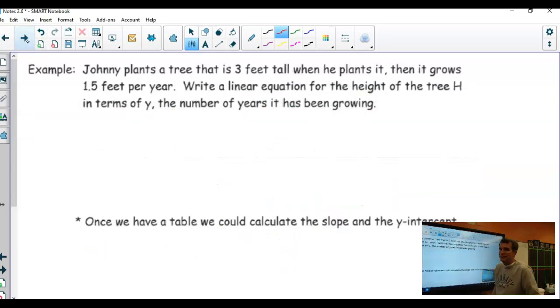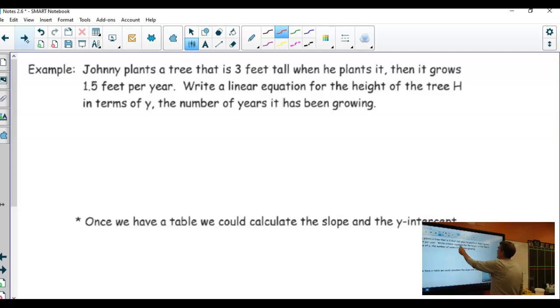All right, so that gets us ready for our first example, a really easy example, but I'm going to point out a few things that will help you on your homework. Johnny plants a tree that is 3 feet tall when he plants it. He went to Oakland Nursery, he bought a little sapling, 3 feet tall, he planted it, and it grows 1.5 feet per year. Write a linear equation for the height of the tree, h, in terms of y.